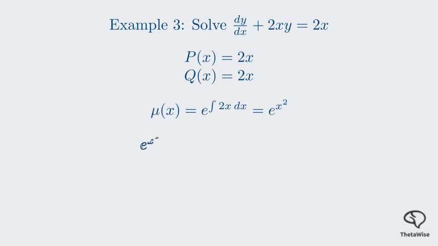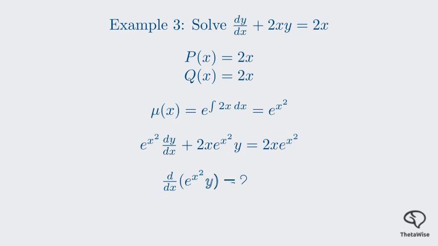This gives us e to the x squared times dy/dx plus 2x times e to the x squared times y equals 2x times e to the x squared. The left side is the derivative of the product of the integrating factor and y. So, we have the derivative with respect to x of the quantity e to the x squared times y equals 2x times e to the x squared. Now we integrate both sides.